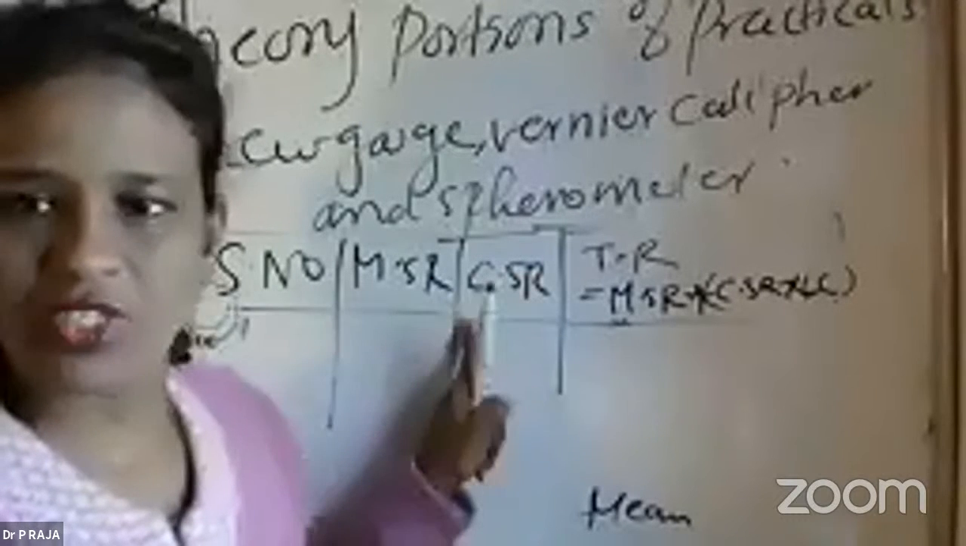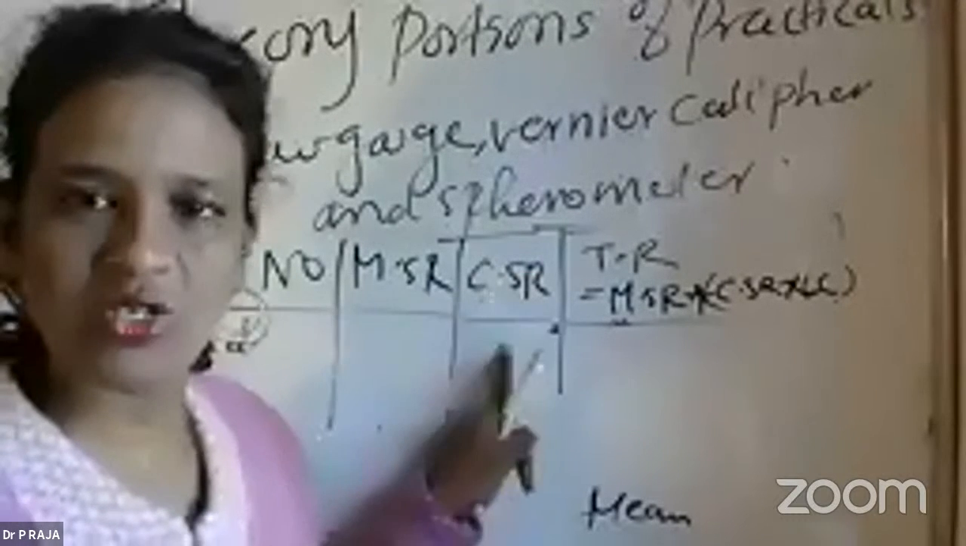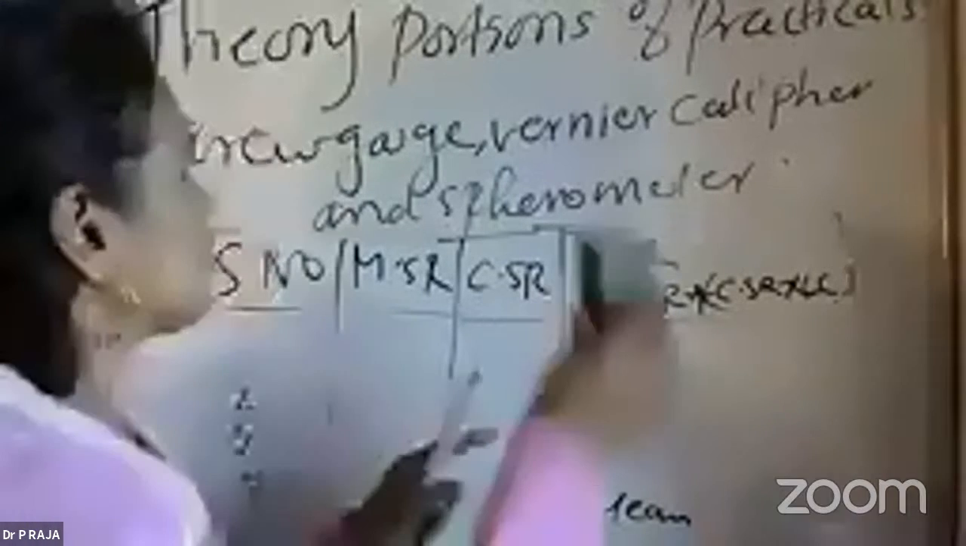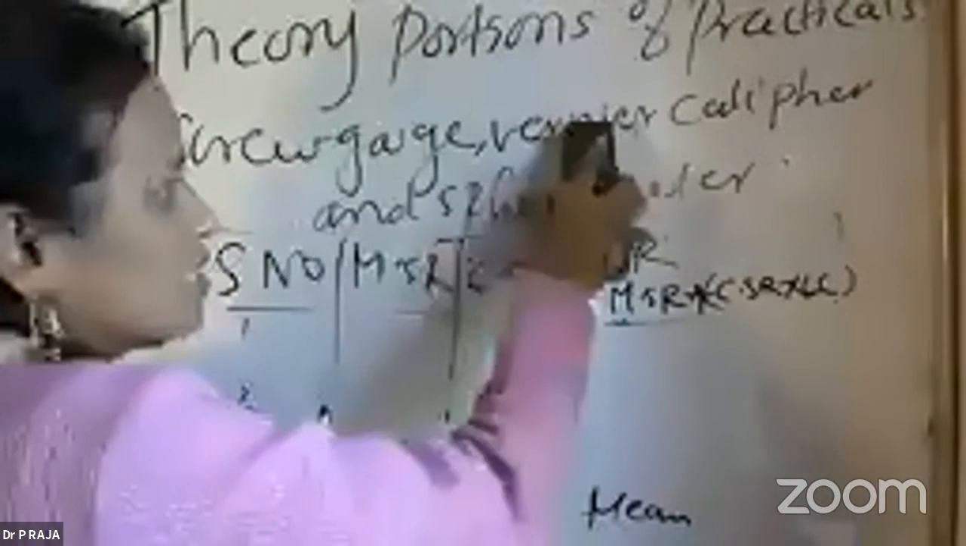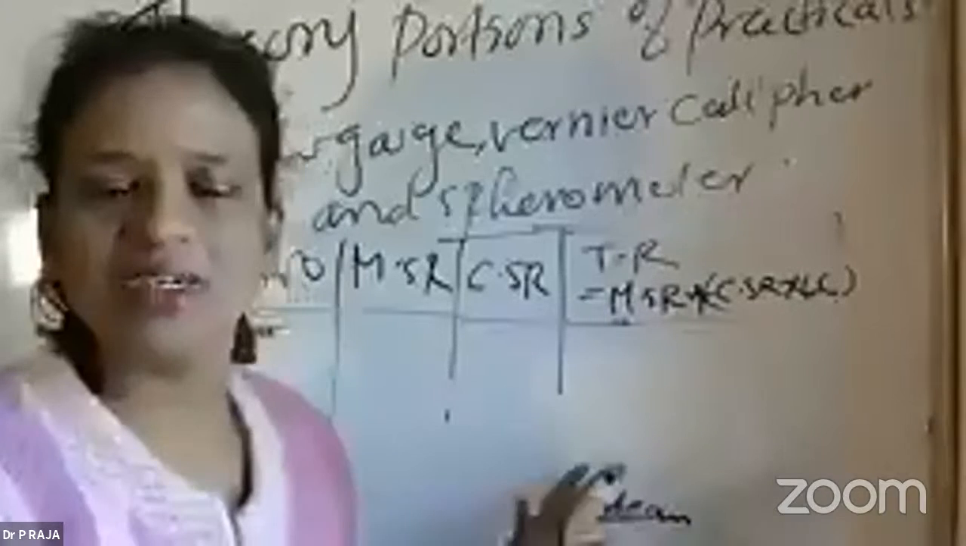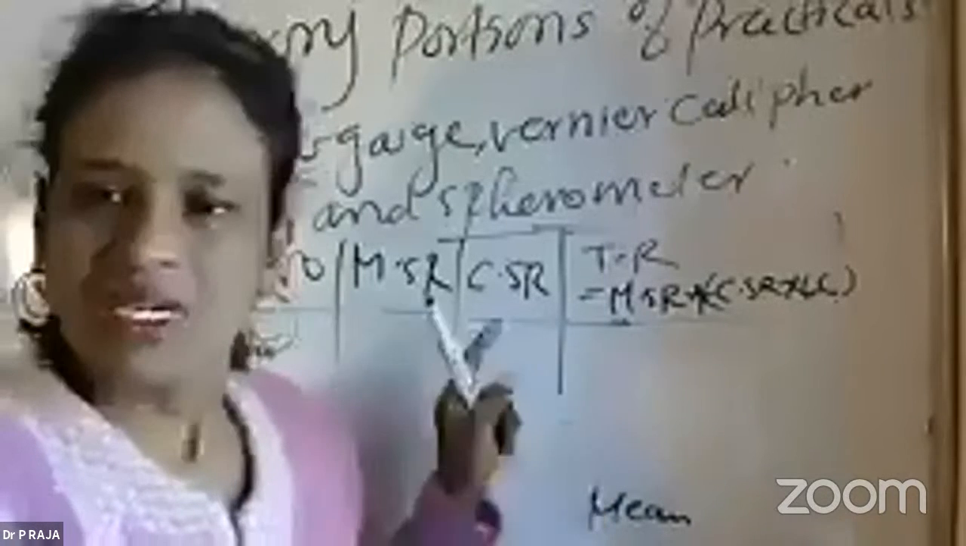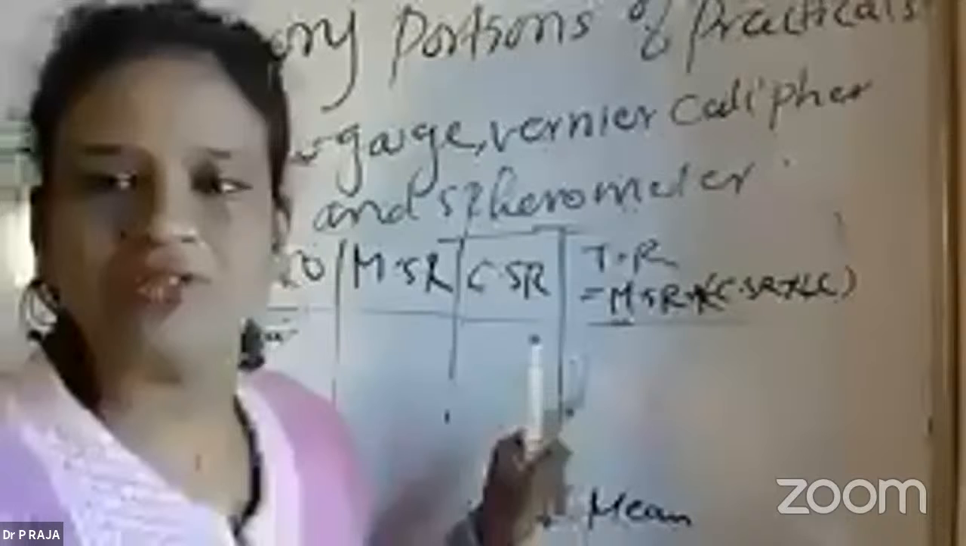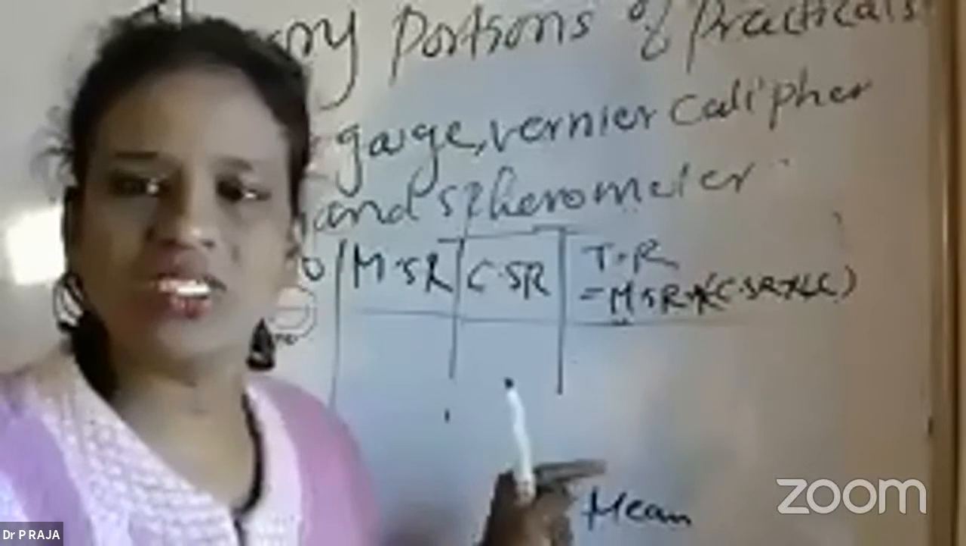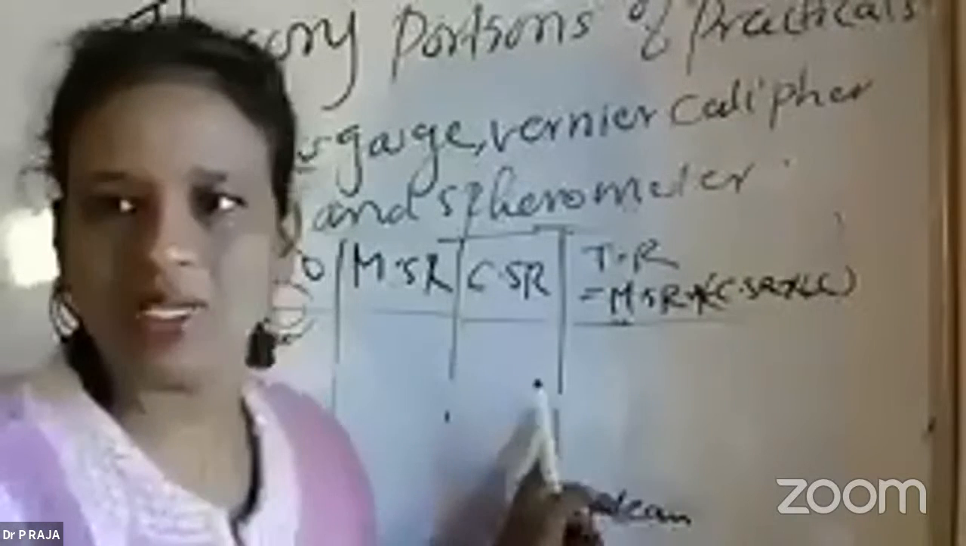So the screw gauge will be the first experiment. The second experiment will be vernier caliper, and the 3rd experiment will be determination of acceleration due to gravity, g, by bar pendulum. That theory I will explain today.